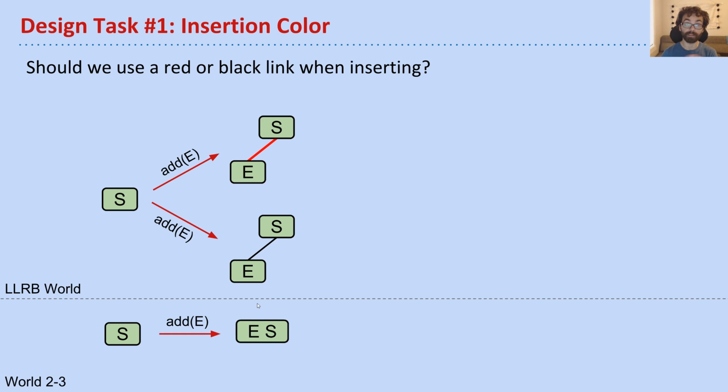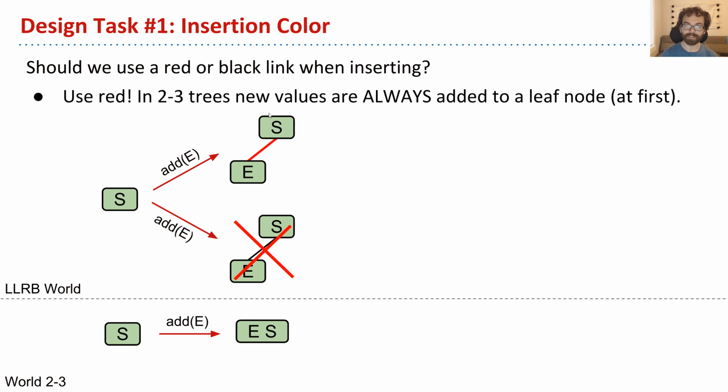This is a kind of easier warm-up exercise, so tell me which one of these 2 gives you the correct representation of the corresponding 2-3 tree. Hopefully this one should be trivial, and it's going to be this top answer. In 2-3 trees, we are always going to add items using a red link. Just like in 2-3 trees, where new values are always added to a leaf node, we're going to use a red link to represent that fact.